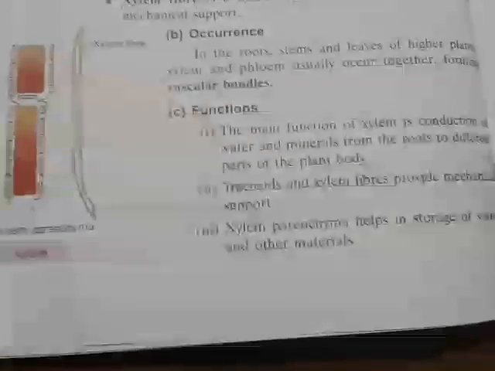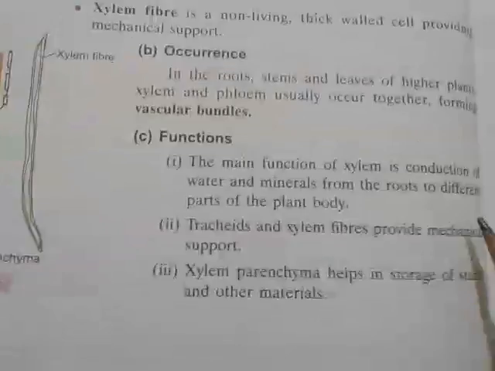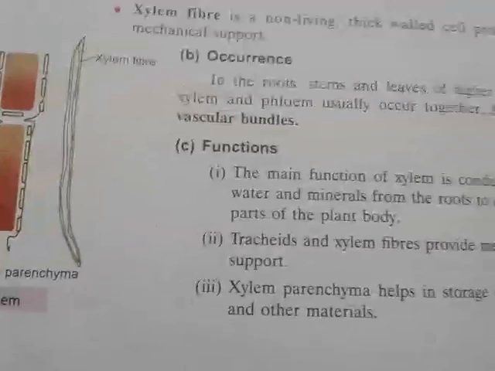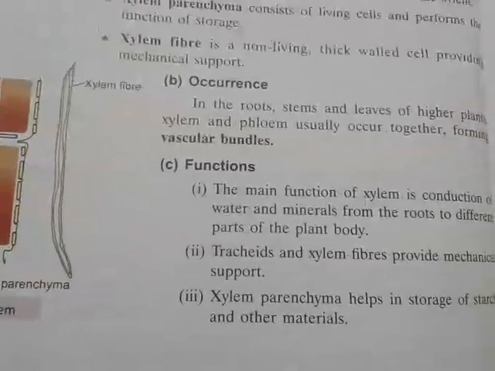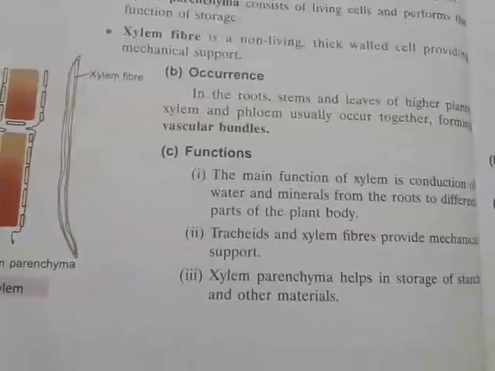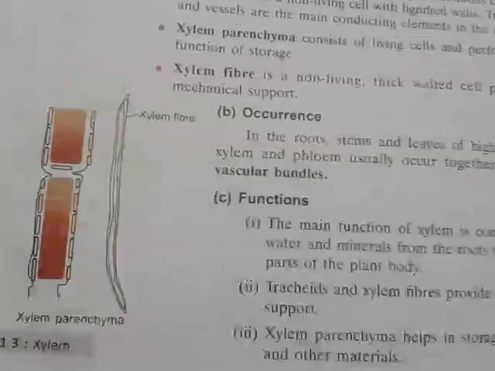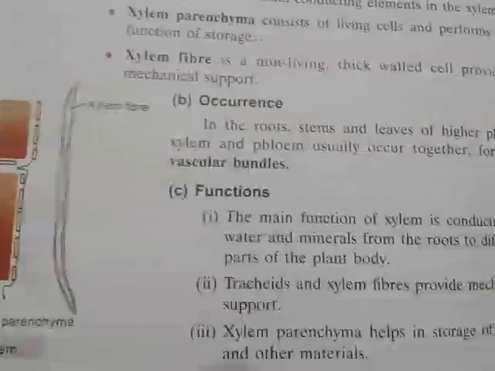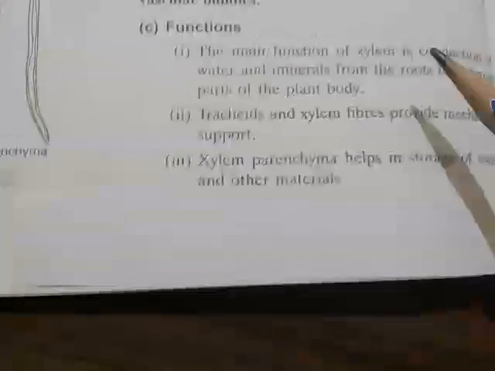So the main function of the xylem is the conduction of water and minerals from the roots to the different parts of the plant body. Tracheids and xylem fibers provide mechanical support as well as the conducting of materials like minerals and water. Xylem parenchyma helps in storage of starch and other materials. So these are the basic functions of the xylem.